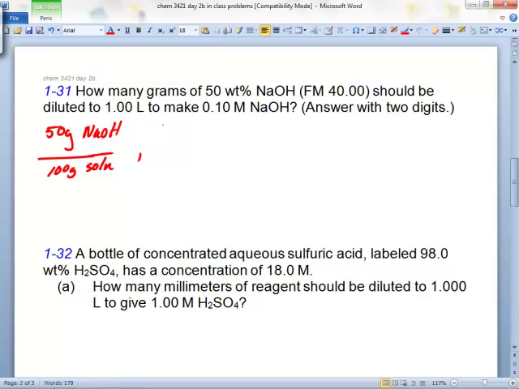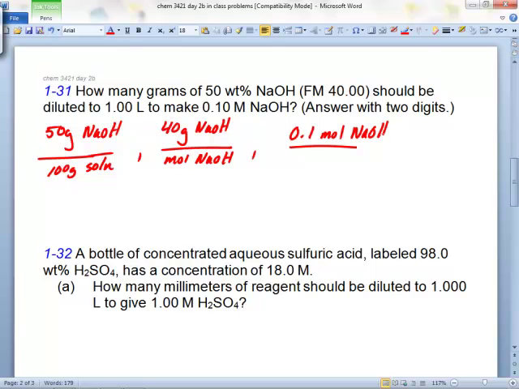Okay, how about another one? Yeah, that formula mass: 40 grams of NaOH all over a mole of NaOH. Then how about another one? Yeah, probably that 0.1 thing, right? So 0.1 mole of NaOH per liter of solution.